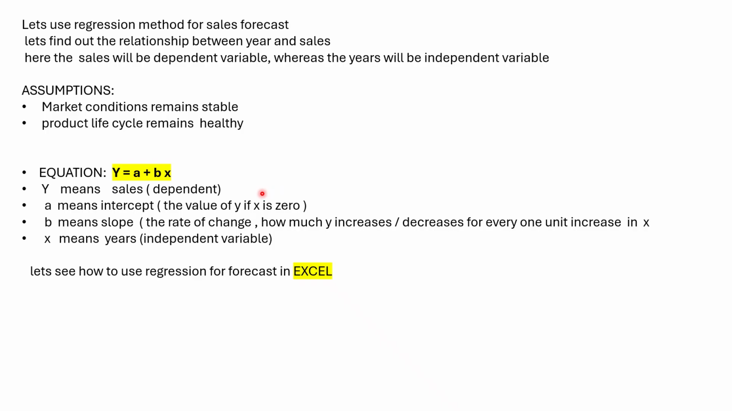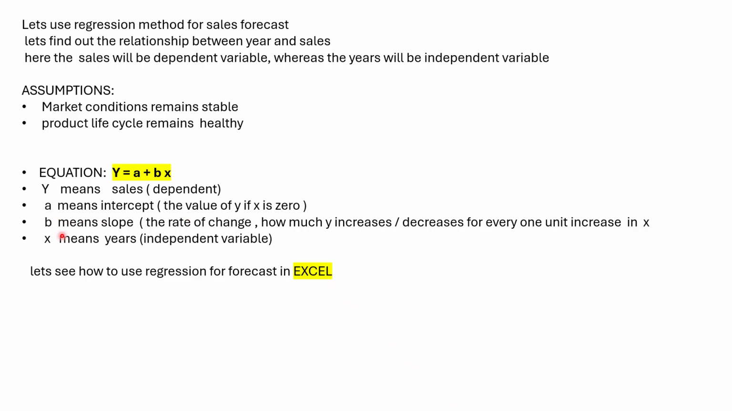Here y means sales, and a is a constant figure, which means if x is 0, what is the value of y? Even if the year is 0, how much is the minimum sales I can make? So this is where we call a a constant figure.